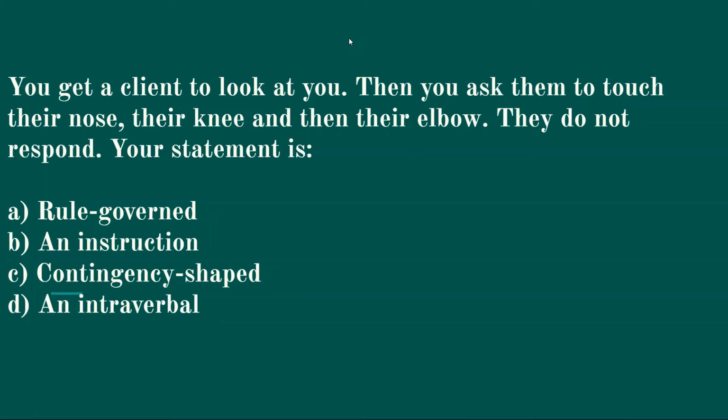You get a client to look at you, you know, orient, attend. Then you ask them to touch their nose, their knee, and then their elbow. They do not respond. Your statement is then what? Rule governed, an instruction, contingency shaped, or an intraverbal. We got quick fingers in the chat today. It looks like we are in total agreement that B is what we like the best.